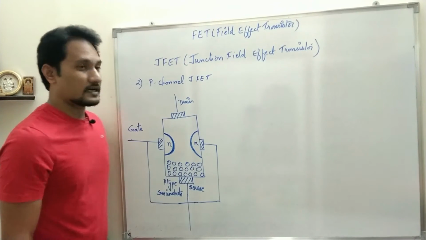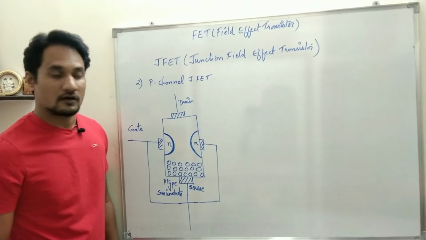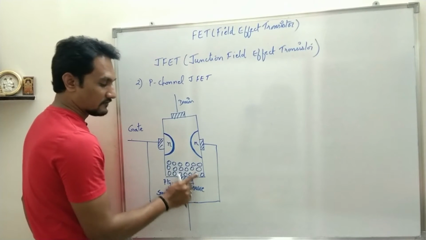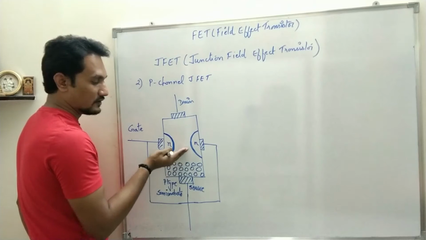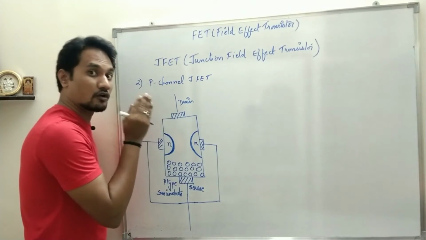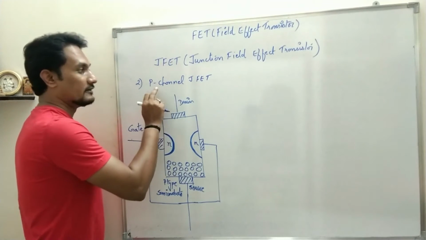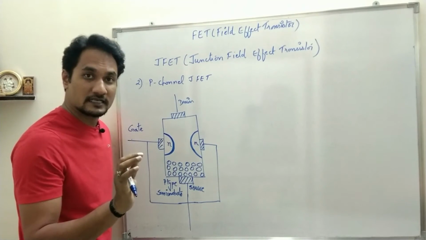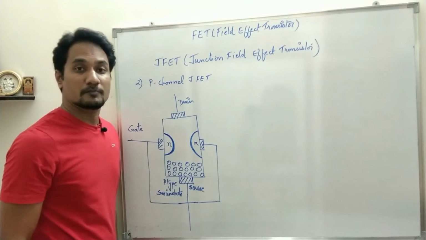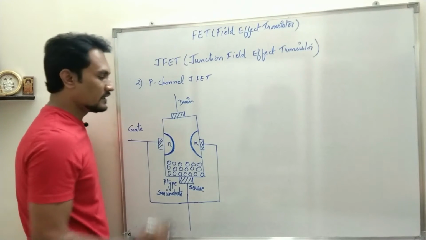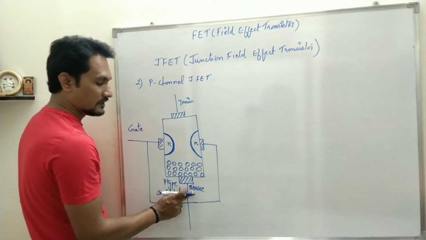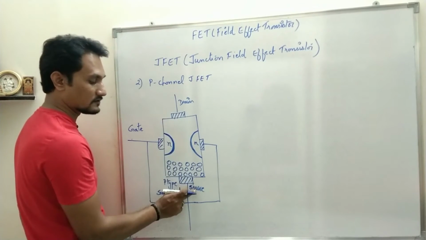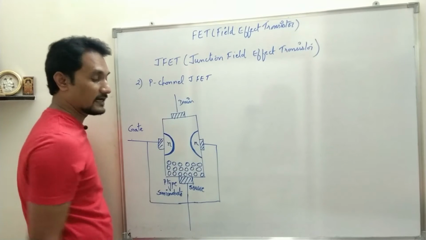So this is the construction part of p-channel JFET. Terminal source will repel all the holes which will move towards the drain, which will constitute current in a p-channel JFET. So in a p-channel JFET, current conduction will be because of holes. This terminal will repel the holes, this terminal will accept the holes, therefore it is called source and this is called drain.